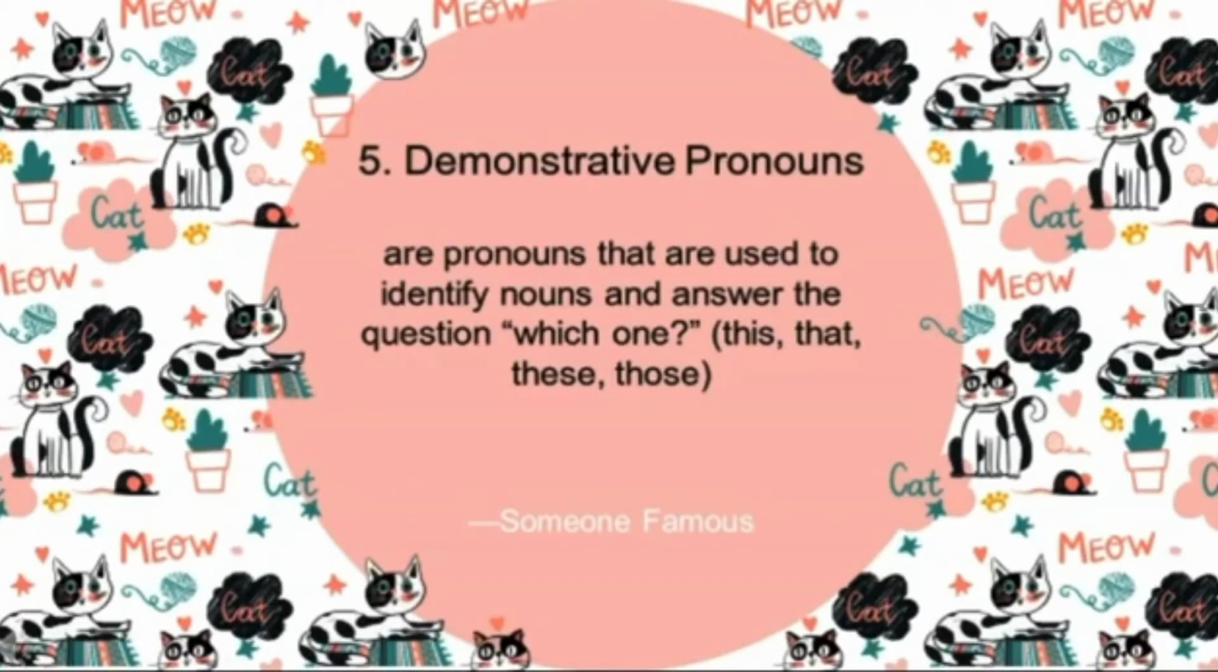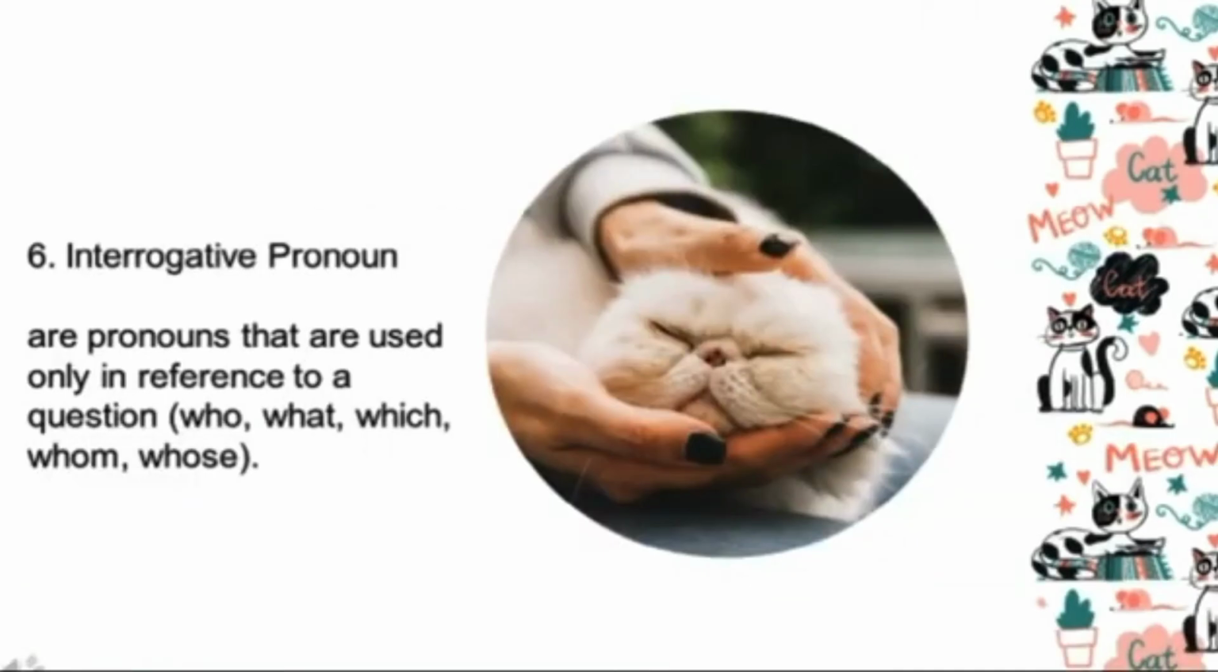The fifth is demonstrative pronouns, which are pronouns that are used to identify nouns and answer the question which one. There is this, that, these, and those. The sixth is interrogative pronouns, which are pronouns that are used only in reference to a question: who, what, which, whom, and whose.